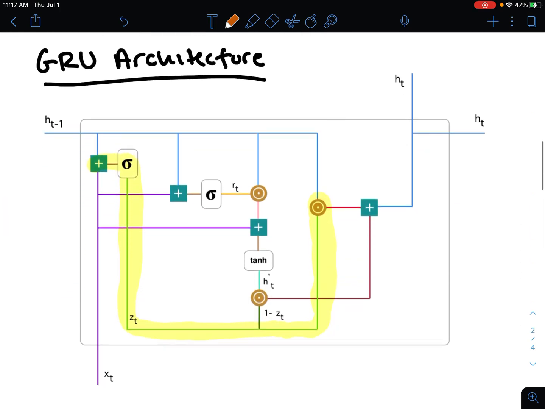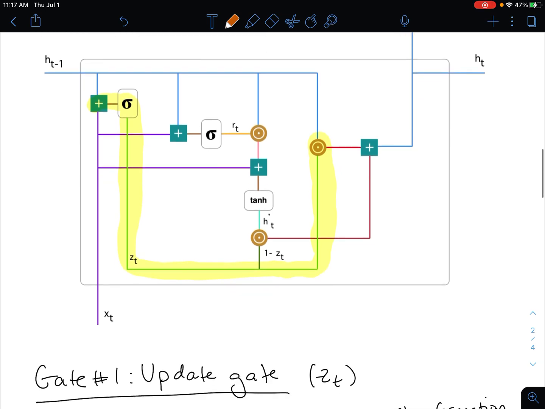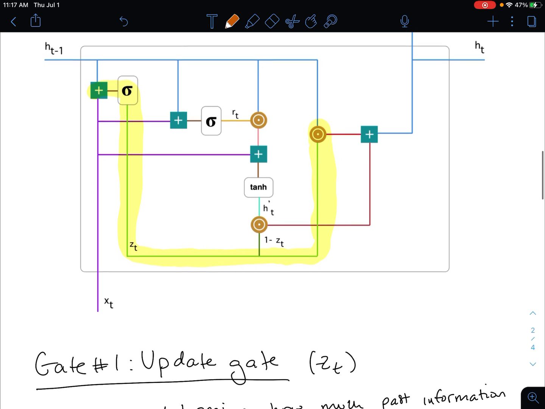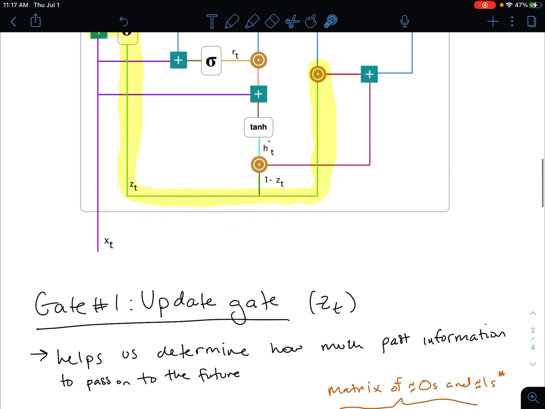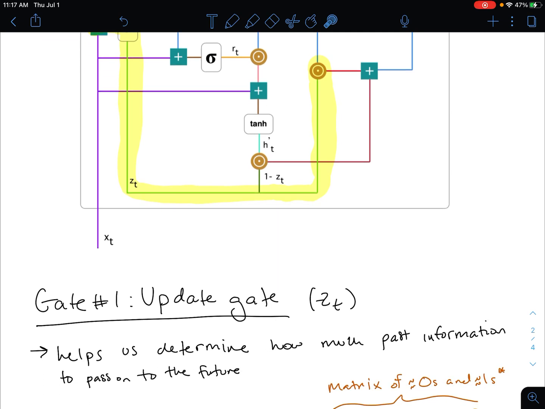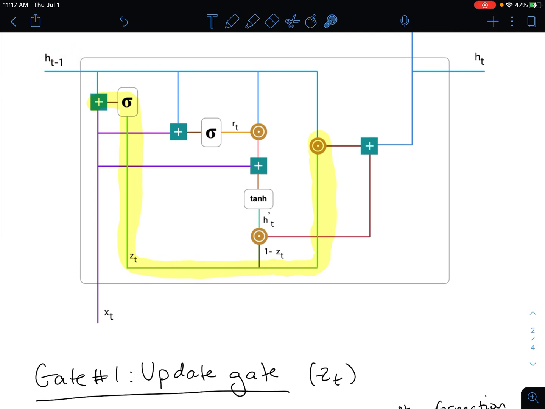So diving into the architecture, let's check out the architecture for a GRU, and let's just dive into the first gate, the update gate. I've highlighted the update gate above here in yellow. We're going to call the update gate Z of t, and it's determining how much past information from the hidden state we want to pass to this future state.